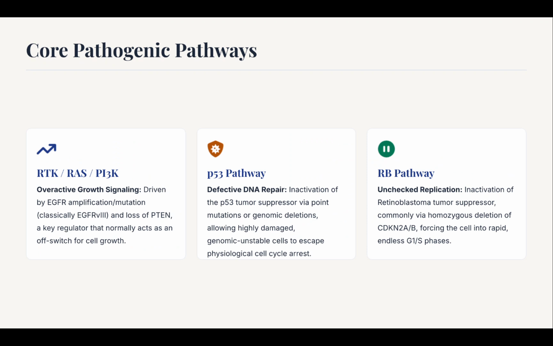Now let's see some of the core pathogenic pathways, the mechanisms or pathways which are altered in glioblastoma. These are the three pathogenic pathways which are primarily altered in glioblastoma. First, RTK, RAS, PI3K pathway alteration. Next, P53 pathway alteration and RB pathway alteration. First, let's see about RTK, RAS, and PI3K changes.